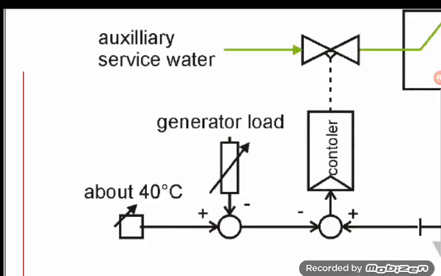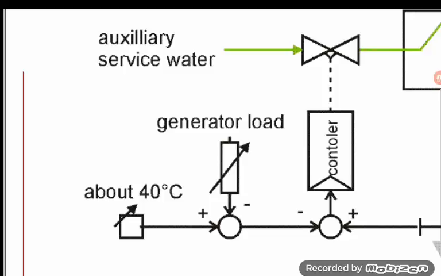Because this rectangle here is a curve where you say, when I raise my generator load by 50 megawatts, for example, then the hydrogen temperature goes up by 5 degrees. Just an example. So when you raise your generator load by 50 megawatts, then you have 5 degrees coming out of this rectangle because of this curve.